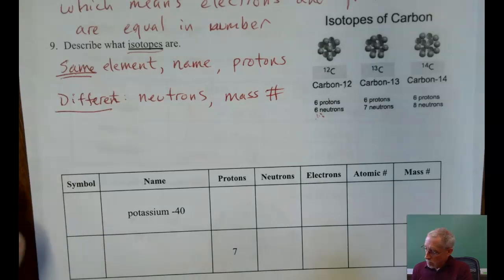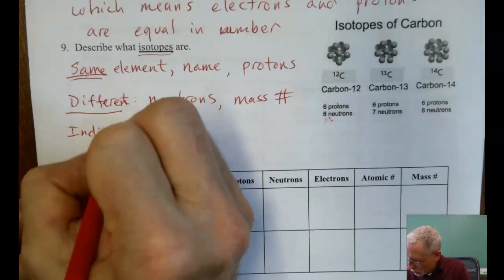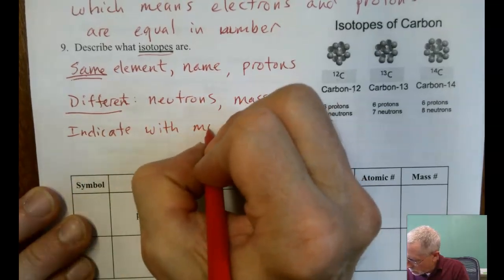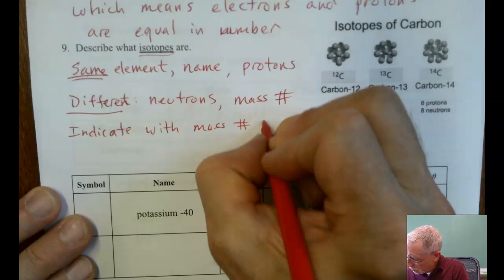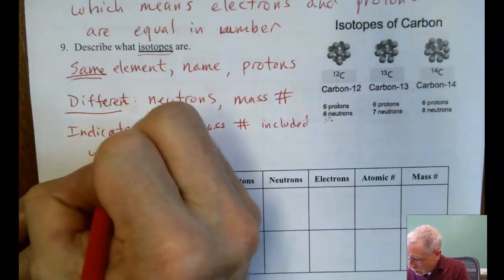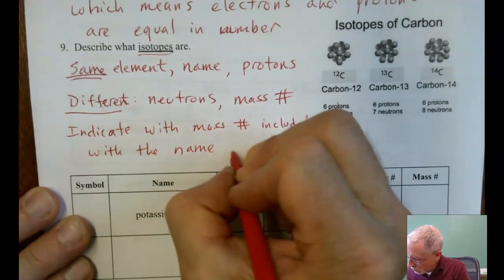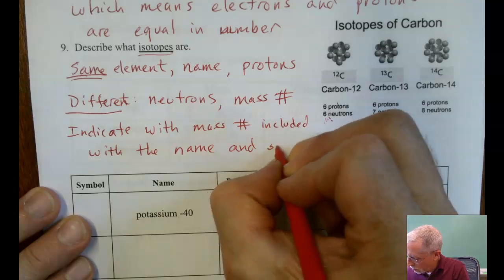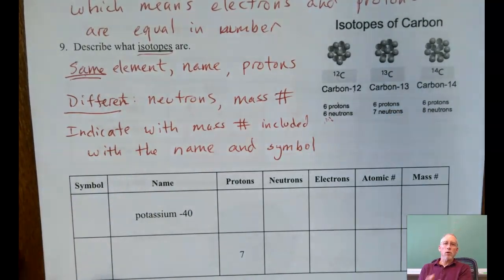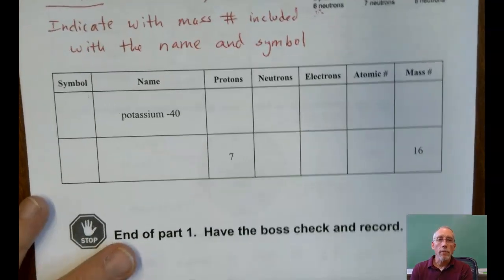Okay. So we indicate this with the mass number included with the name and with the symbol. I'm going to show you a couple examples of this because you'll be doing this on your first assignment.